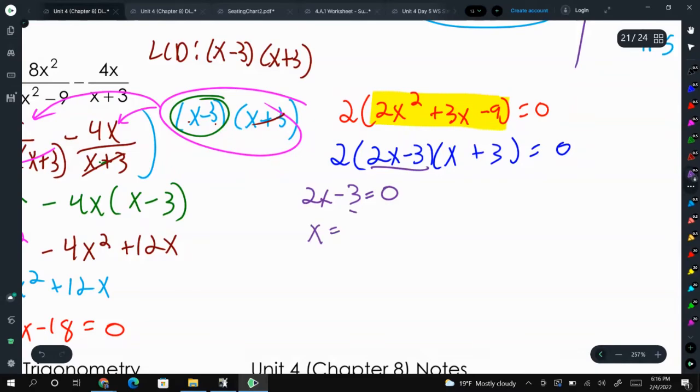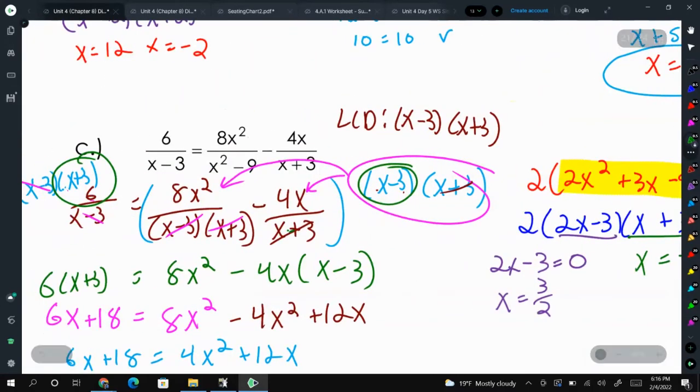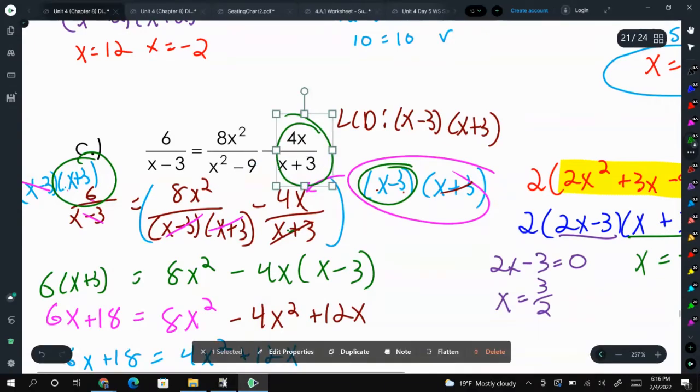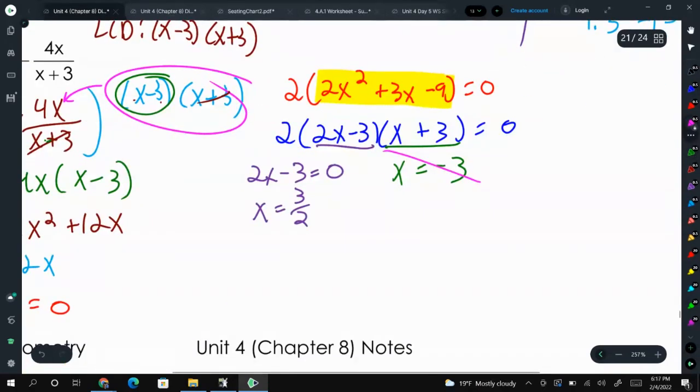If we solve that, x is going to be 3 over 2. And if you look at that one, x is going to be negative 3. Now with x equals negative 3, if I go back and look at my original equation, if I plug in negative 3 into x, even if one of my fractions gives you a 0 in the denominator, it doesn't work. Look at this fraction right here. If I plug in negative 3, negative 3 plus 3 is 0. That can't work. So negative 3 is off the table.